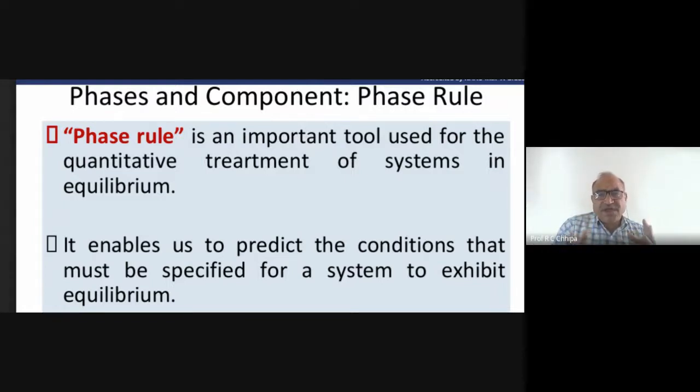So for that purpose, this phase rule itself is one of the important tools, and it can be used for the quantitative treatment, whatever I have earlier discussed about brass and bronze. In the case of bronze, and also the jewelry gold, 18 karat gold has 18 parts gold and 6 parts copper. In the case of 22 karat gold, 22 parts are gold and 2 parts are copper. So that is the quantitative treatment, and we get the heterogeneous system, and this is called the phase rule.